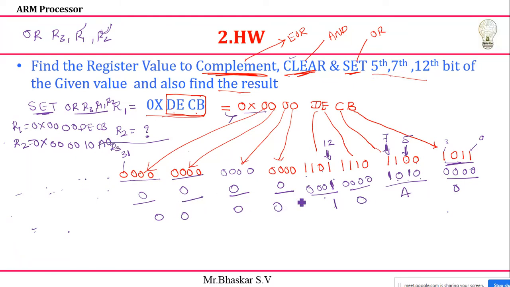Clear about this one? What I'm doing here? Yes. So clear means the particular bit you need to make 0, remaining all are 1 1 1. Now for set, I'll make the particular bit as 1, remaining 0 0, but we are doing the OR operation. If you do OR operation 0 with 0, I'll get 0 0 0 only.